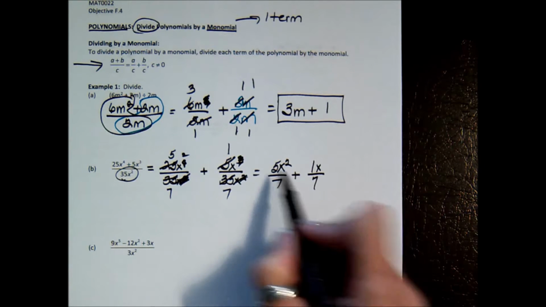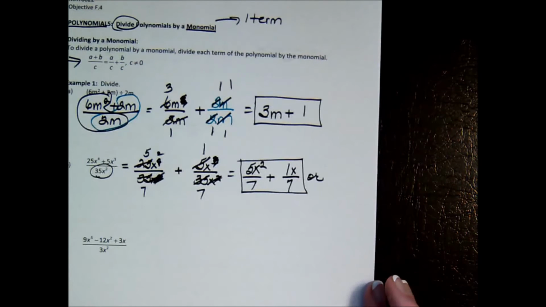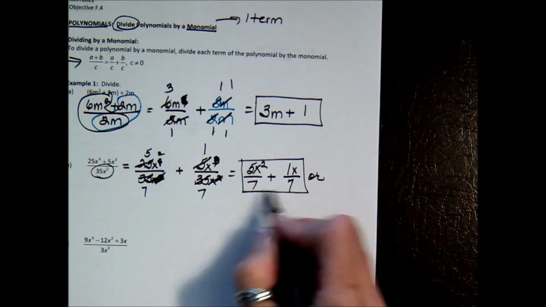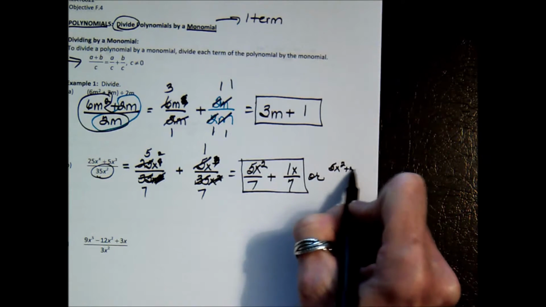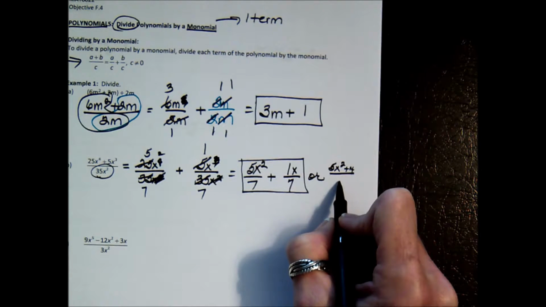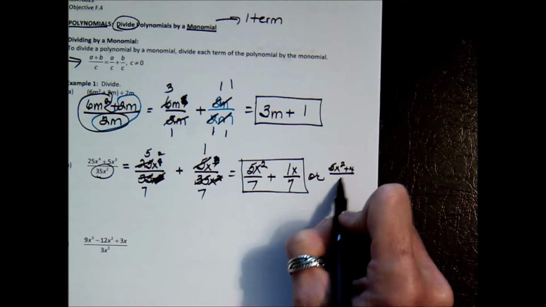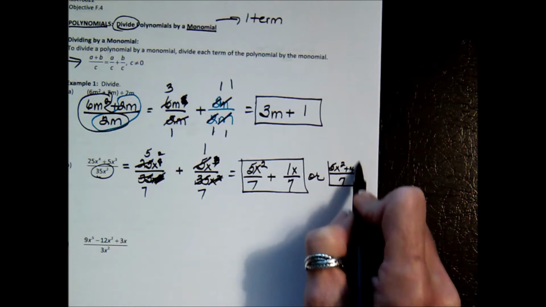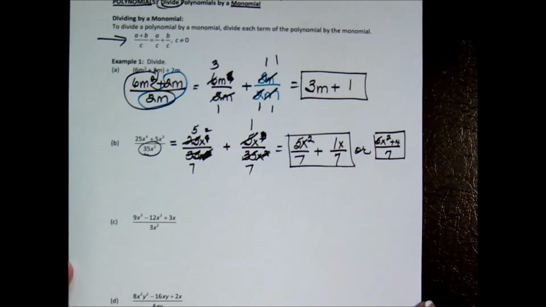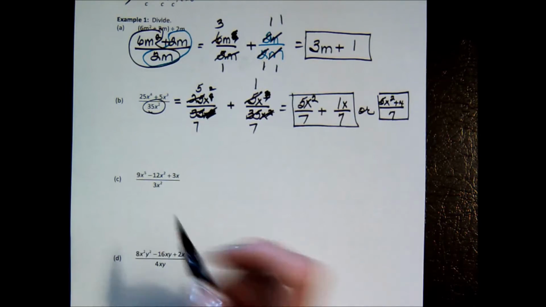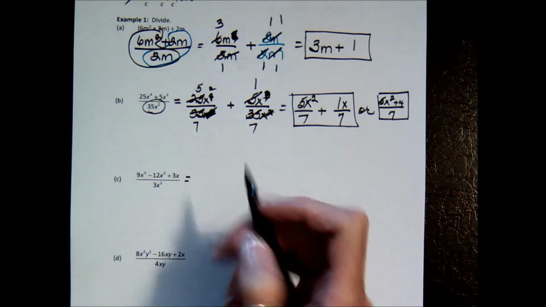Now in this case, I can leave this as my answer, but because those two pieces have the same denominator, I could put it back together if I wanted in one fraction, 5x squared plus x over 7. All right, let's look at the next one. This time my numerator has 1, 2, 3 terms, so I'm going to split my fraction into 3 pieces.